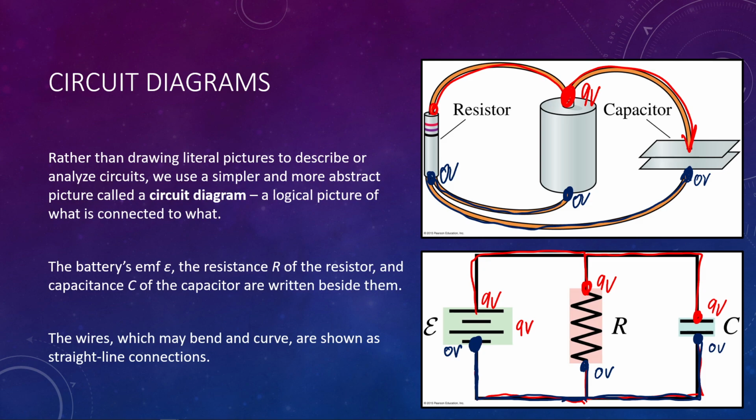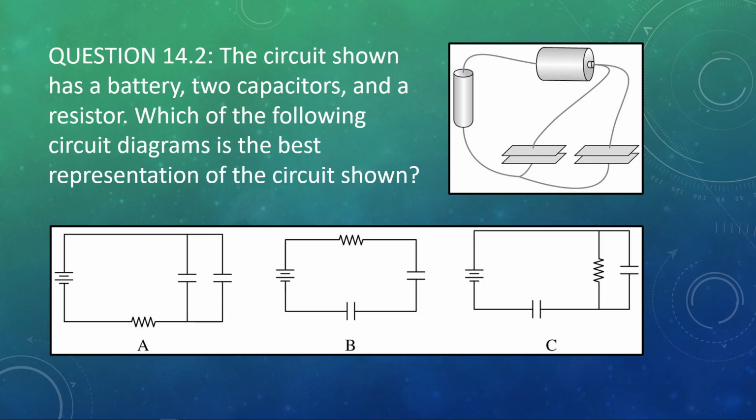To practice, while we're at it, let's do 2 questions together. On the right, you're given a picture of a circuit. There's a battery on the top, a resistor on the left, and 2 capacitors. Which of those circuit diagrams matches the circuit shown? So take a moment to think about it, and then we'll talk.